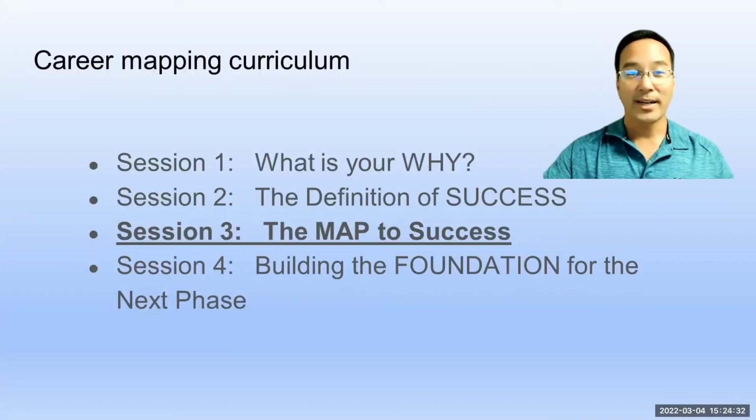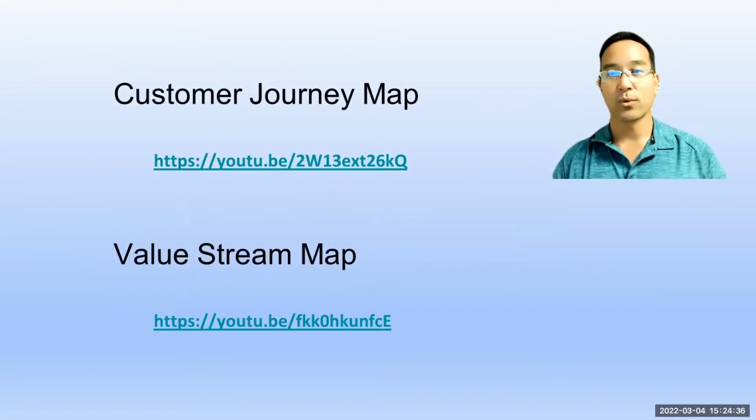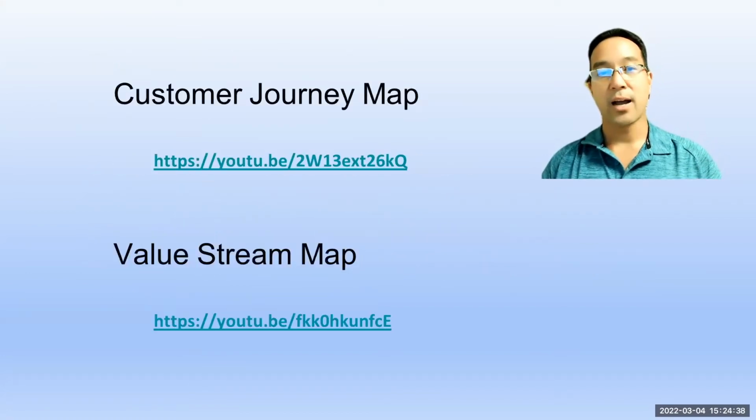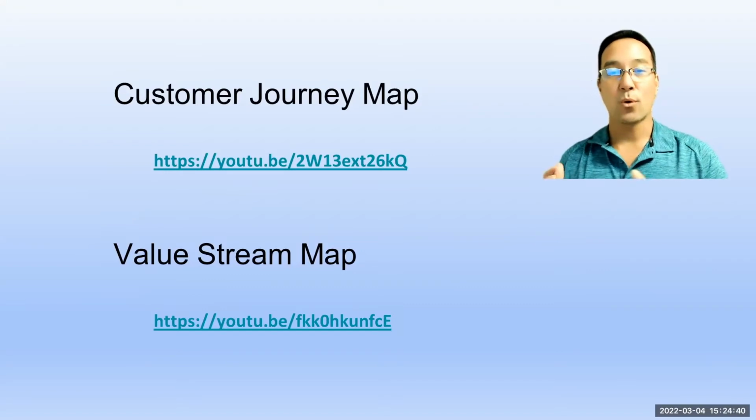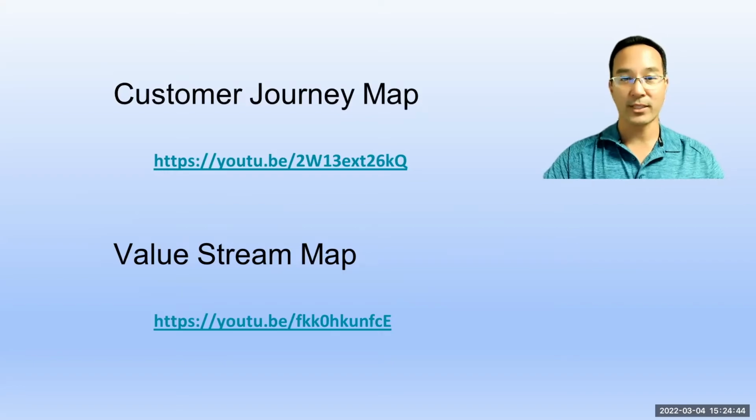So here we are in session 3, Map to Success. The two types of maps we will focus on is either the customer journey map or the value stream map. So let's talk about the customer journey map first.